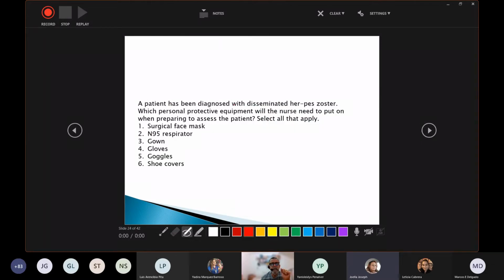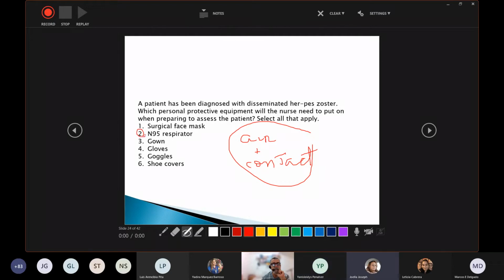A patient has been diagnosed with disseminated generalized herpes zoster. Which personal protective equipment will the nurse need to put on when preparing to assess the patient? Select all that apply. So remember, generalized herpes zoster is airborne, plus contact.